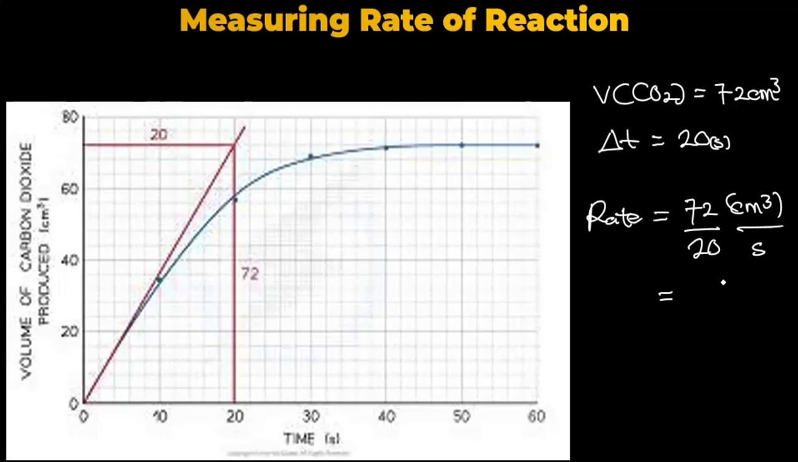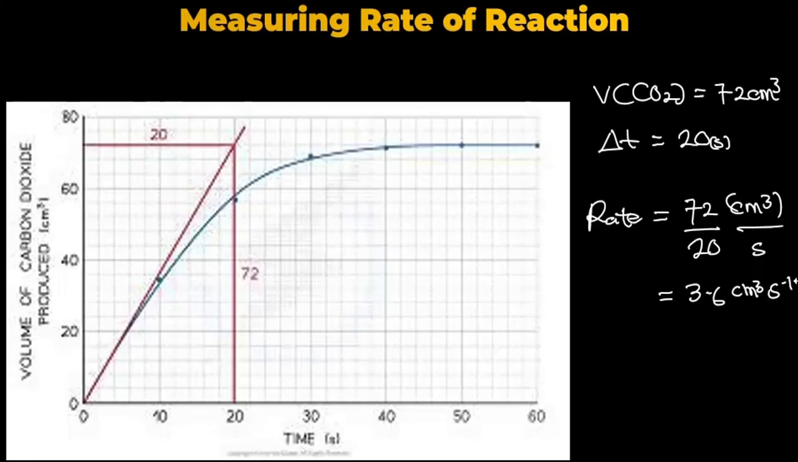So let me put this in a calculator. And I will get 3.6. So we'll say that the rate of this reaction, or the rate of carbon dioxide being produced, is 3.6 cm cubed per second. Okay, so in every second we produce 3.6 cm cubed of carbon dioxide gas. Is that okay? So that is how we measure the rate of a reaction. That is one experiment we can do to measure the rate of reaction.